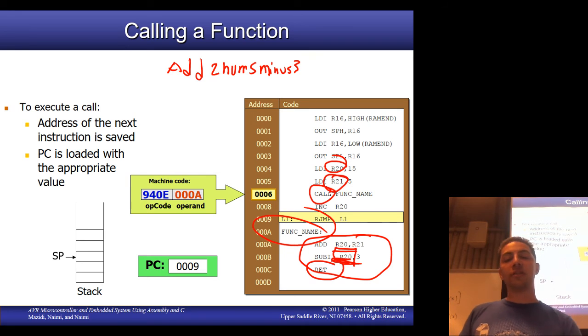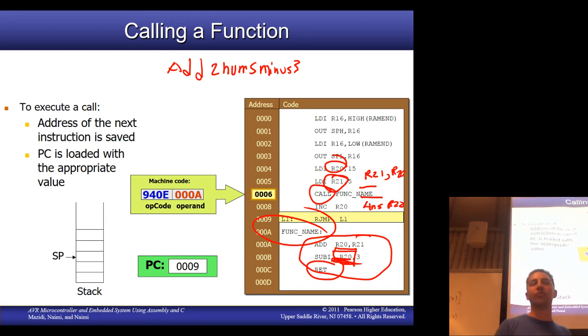So when you call this function, beforehand, you have to have set up R21 and R20. After this function, your answer is in R20. It's just how you wrote the function. And it's up to you as the assembly programmer what registers you want to use. You can use any registers you feel like. Okay?